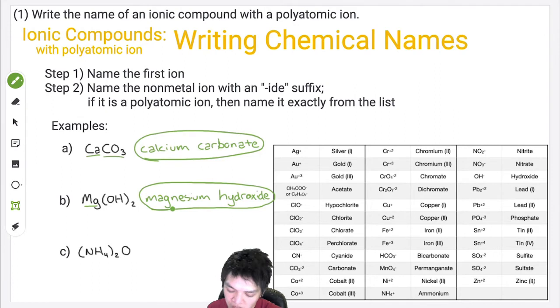The next one we have the same situation. There's a parentheses and there's a 2. It's just telling us that there are 2 of this polyatomic ion in here. NH4 is nitrogen and 4 hydrogens, but that is polyatomic. You can find it all the way down here. NH4 has a positive 1 charge. The charge doesn't matter. What we're looking for is the name. It's called ammonium.